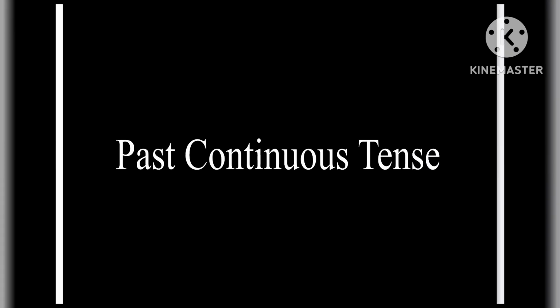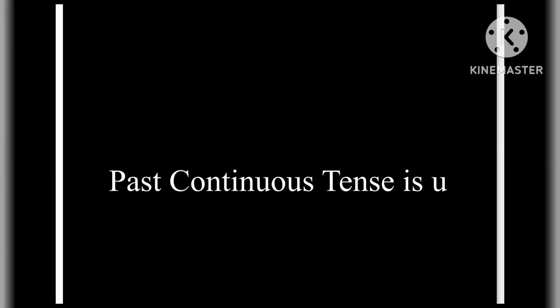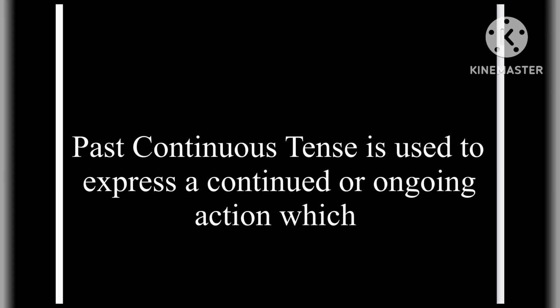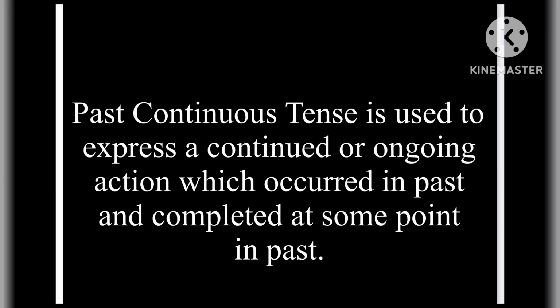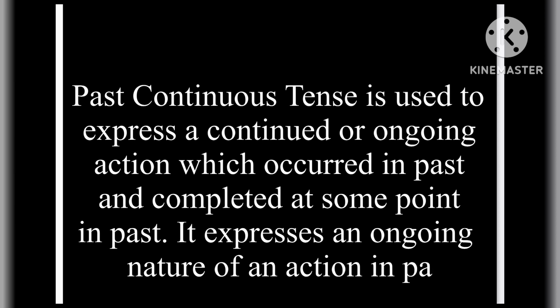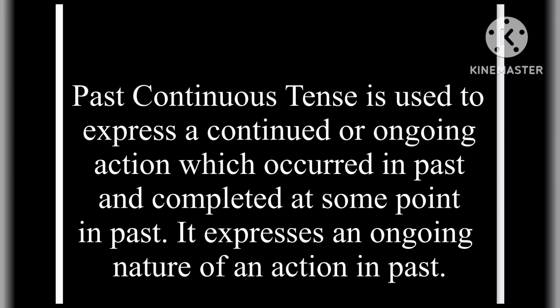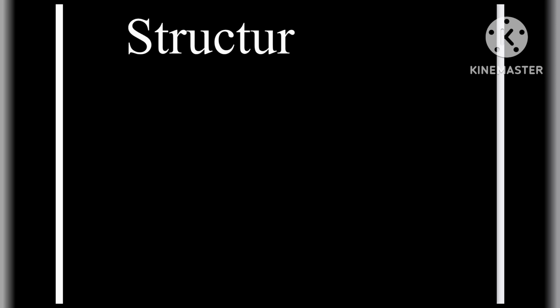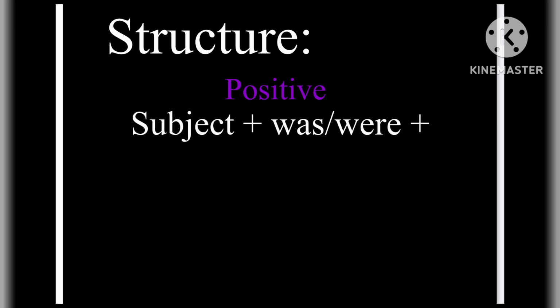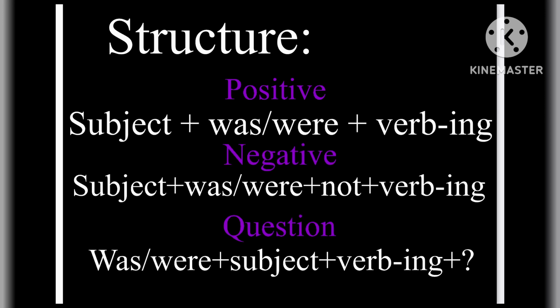Next, past continuous tense. Past continuous tense is used to express a continued or ongoing action which occurred in the past and completed at some point in the past. It expresses an ongoing nature of an action in the past. The structure for the past continuous tense is subject plus was or were plus verb ing form.